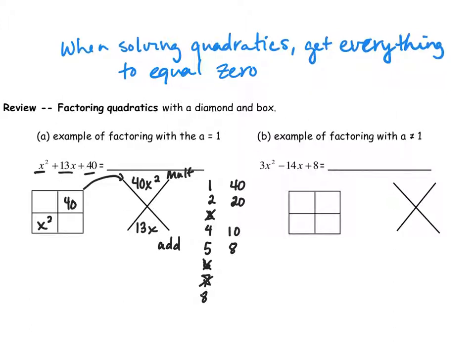So now that I have all my pairs of factors, I need to look at what that bottom number is. I want those factors to add up to give me 13. The pair that does that is 5 and 8. So I'm going to put 5x and 8x in the empty boxes.